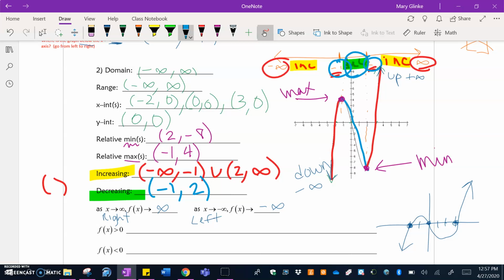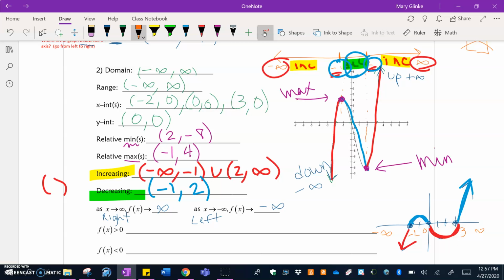So we're looking for where our graph is above the x-axis, and that's two different chunks there. And then the other part is asking where's our graph below the x-axis, and I see two different chunks there. So as a reminder, on the left, we're going to use -infinity for our x values. On the right, we're going to use +infinity for our x values. We have an x value here of -2, an x value here of 0, and an x value here of 3.